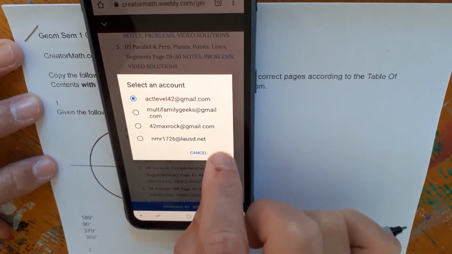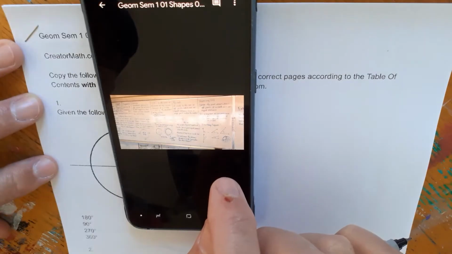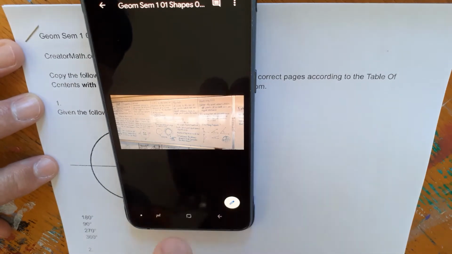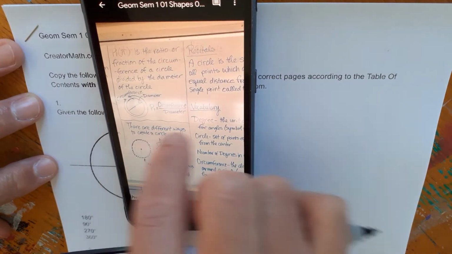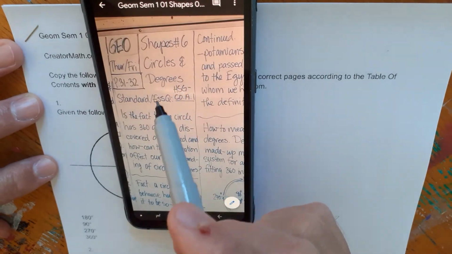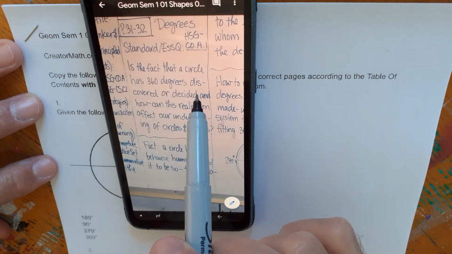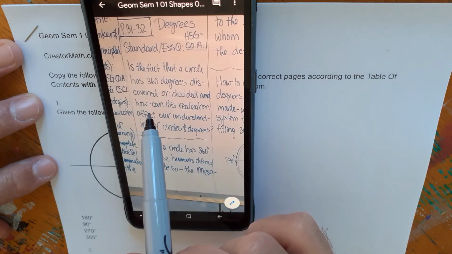Sometimes I have to load it twice. So if it doesn't load, like, oh, it did. Okay, so I did it once, but sometimes it's twice. So circles, degrees, the fact that a circle has 360 degrees.